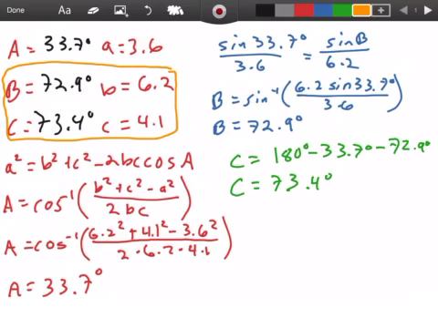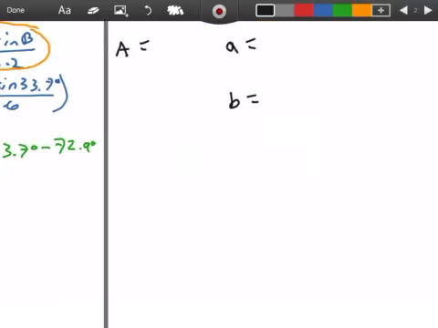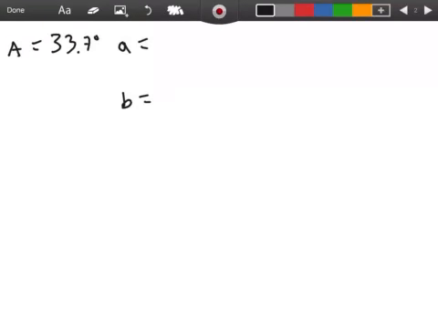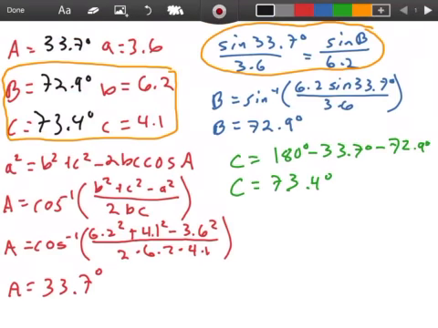We haven't done any incorrect work per se. What it turns out is that when we apply the law of sines, we have a certain set of ambiguous conditions. I'll go to a new page and write the givens that we used right over here: angle A, side B, 33.7 degrees. A was 3.6 and B was 6.2.